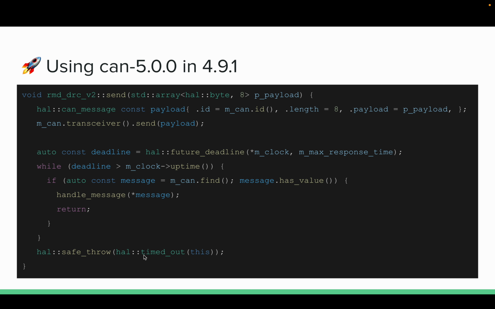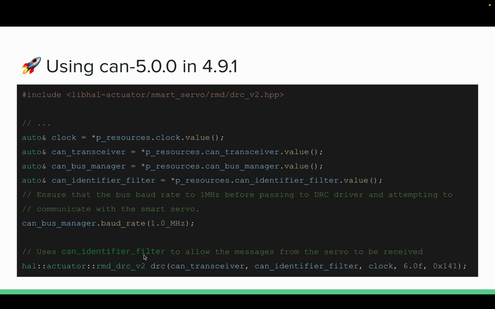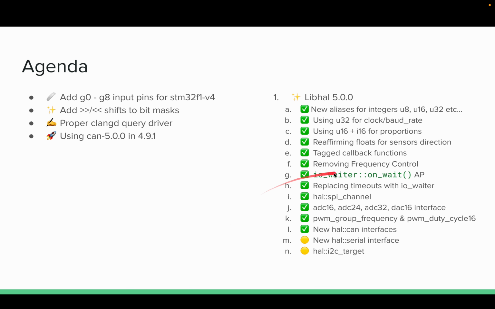From now on, for as many of the libhal 5.0 drivers as I can, I want to backport all of them. I'm actually going to go all the way to the front just so I can show you. Almost all of these I can backport. There are a couple that are hard errors, API breaks. For example, using a uint32 for clock and baud rates. I can do that for new stuff, like PWM group frequency and PWM duty cycle 16, using these proportional values.